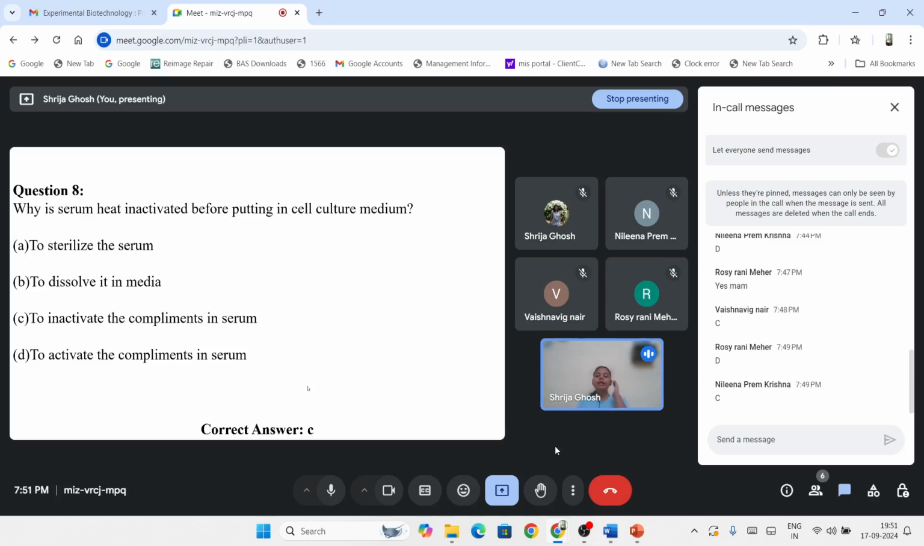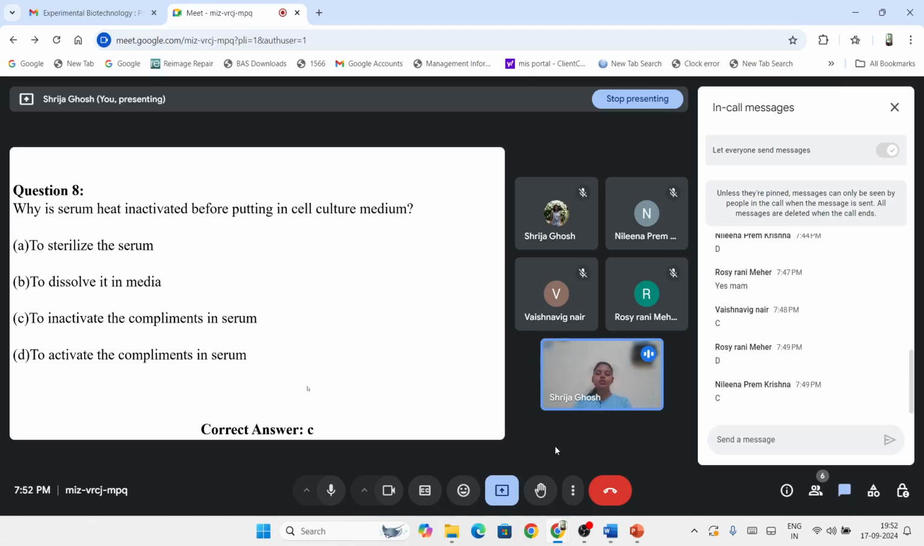So how do we heat inactivate the serum? Mostly, commercially available fetal bovine serum is already heat inactivated, so you can directly use it in your medium. Other than that, you can heat inactivate the serum on your own by simply heating it, letting the complements precipitate down, and then you can just filter the serum and use it in your medium. That is a simple heat inactivation process, but mostly commercially available serum is already heat inactivated. You can buy that and directly use it in cell culture medium.